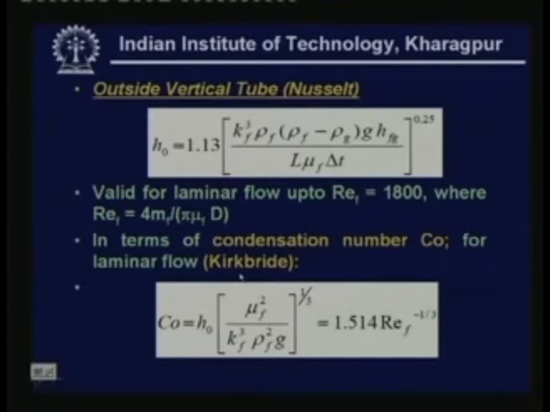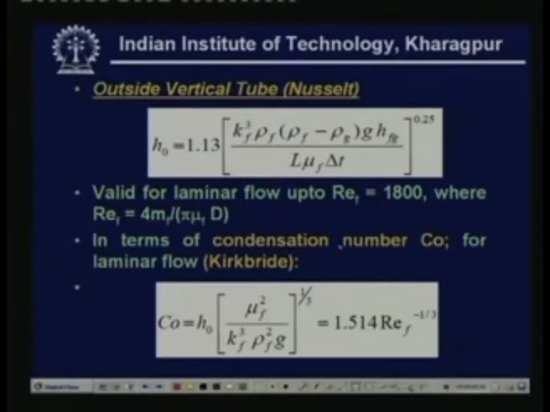Again, Nusselt has suggested an analytical expression for condensation outside vertical tubes. This also looks similar in form to the earlier expression. Again the nomenclature is the same. This is the thermal conductivity of saturated liquid. Here f stands for saturated liquid and g stands for saturated vapor. And here L is the height of the vertical tube, and again delta T is the temperature difference, g is the acceleration due to gravity, h_fg is the latent heat of vaporization.